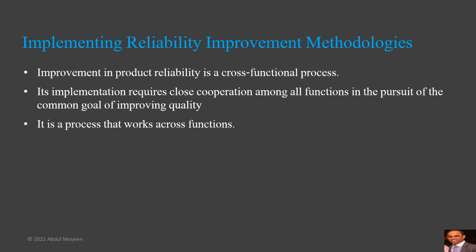Improvement in product reliability is a cross-functional process. We must recognize that its implementation requires close cooperation among all functions in the pursuit of the common goal of improving quality. It should not be only a function of the production department. It is a process that works across functions. Different value creation functions in the organization can play different roles in implementing reliability improvement methodologies.